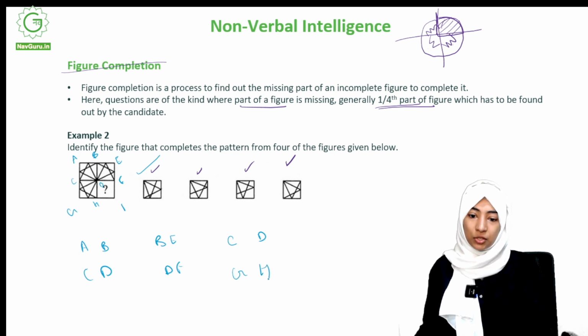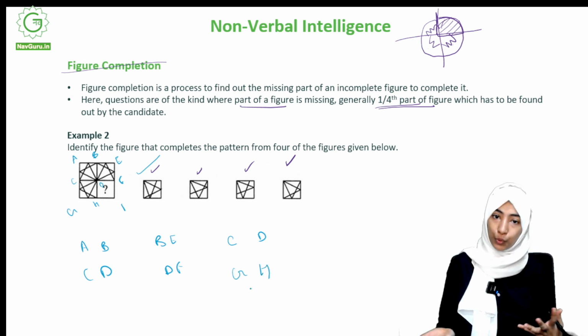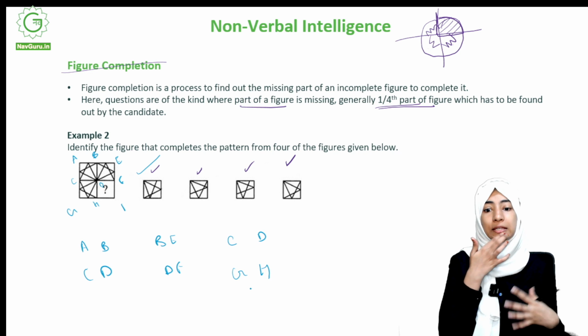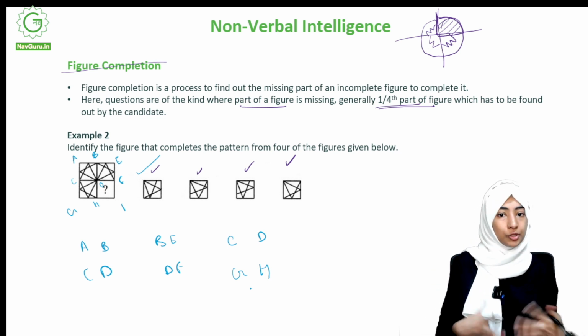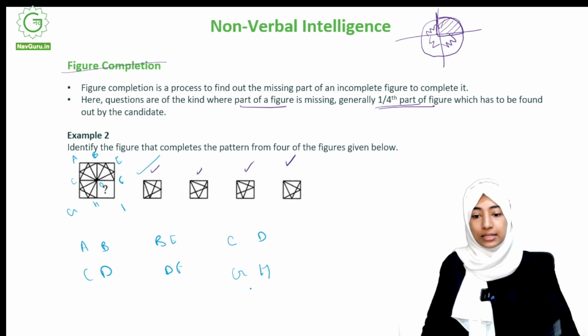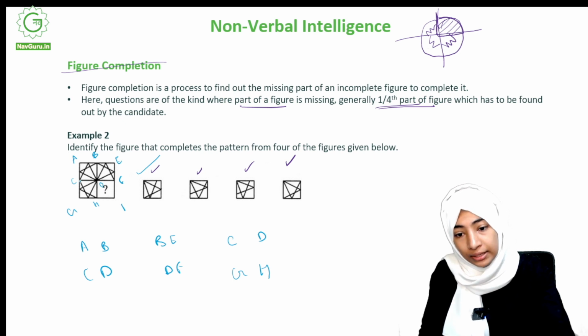I'm just naming these squares for ease for you to understand. If naming squares makes it easier to solve questions, you can do that. It's not necessary. Okay, so there's a line that starts from C and then moves on to the middle of AB, and then it comes back.